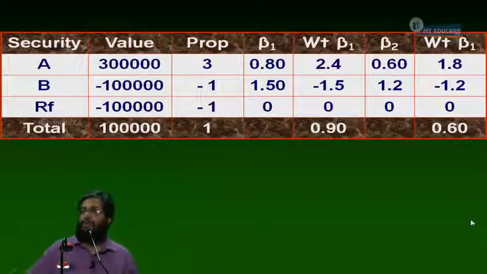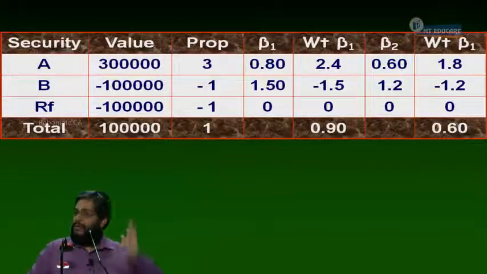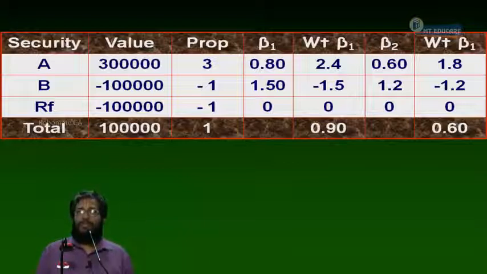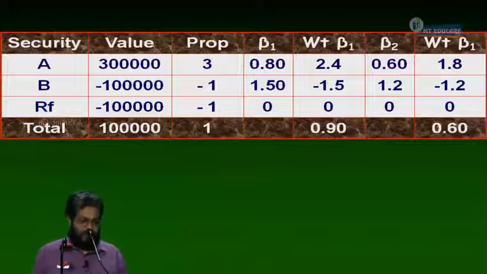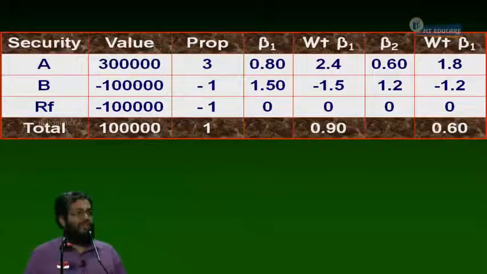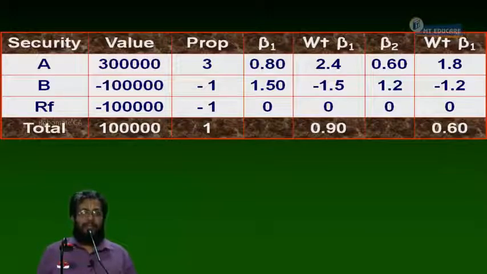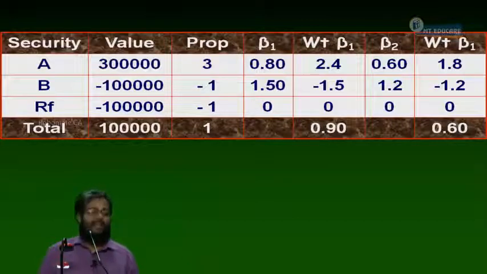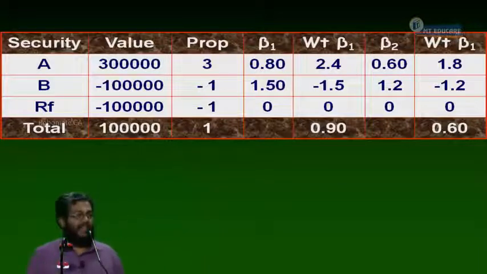Write down notes. Point number 1. In part 1 and part 2, the portfolio is same, but yet the beta is different. Why? Correct. Question mark. Why? Tell me the answer here.